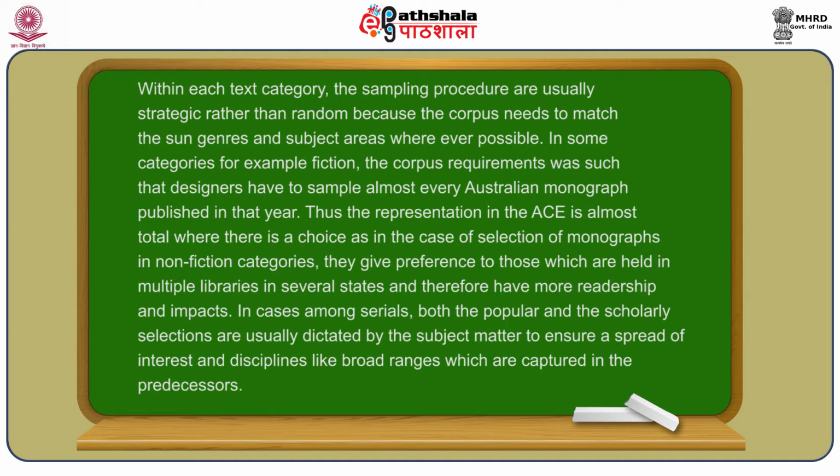Within each text category, the sampling procedures are usually strategic rather than random, because the corpus needs to match the subgenres and subject areas wherever possible. For some categories, say fiction, the corpus requirement was such that designers had to sample almost every Australian monograph published in that year, and thus the representation in the ACE is almost total.